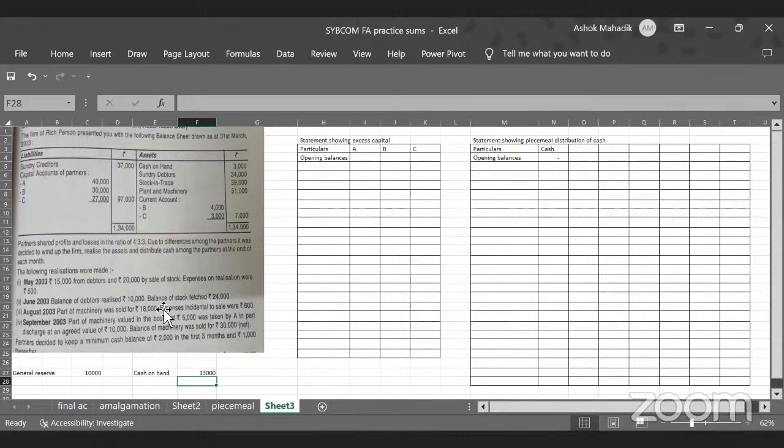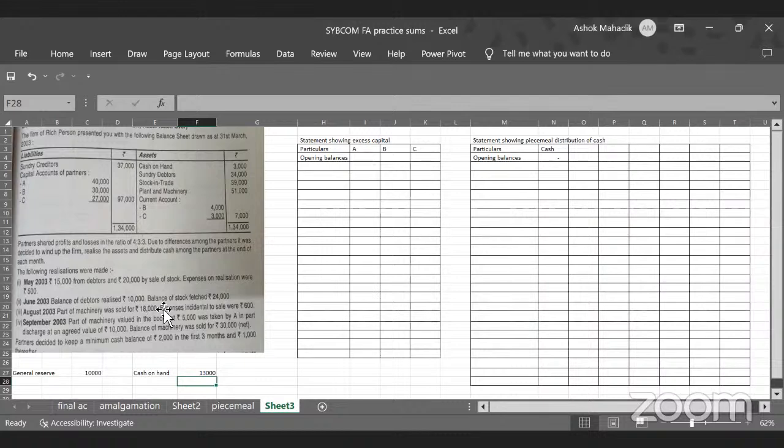So let us start with this sum, students. Again, it's a piecemeal distribution sum. I'll read the sum. The firm of Rich Person presented you with the following balance sheet drawn on 31st March 2003. On the liability side, we have sundry creditors 37,000, capital of partners A, B, C 40,000, 30,000, 27,000, and general reserve 10,000. Clear? You add that general reserve in your balance sheet, presumed to be part of it. Then on the asset side, we have cash on hand 13,000, debtors 34,000, stock 39,000, plant and machinery 51,000, and current accounts 3,000, 4,000, and 3,000. Clear? A doesn't have any current account. It might be zero, so they have given you.